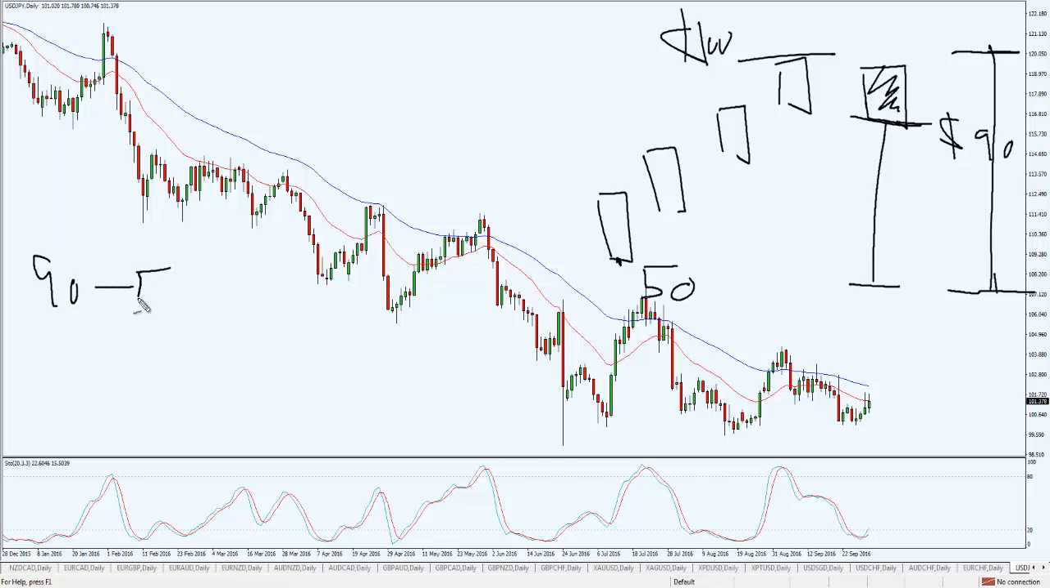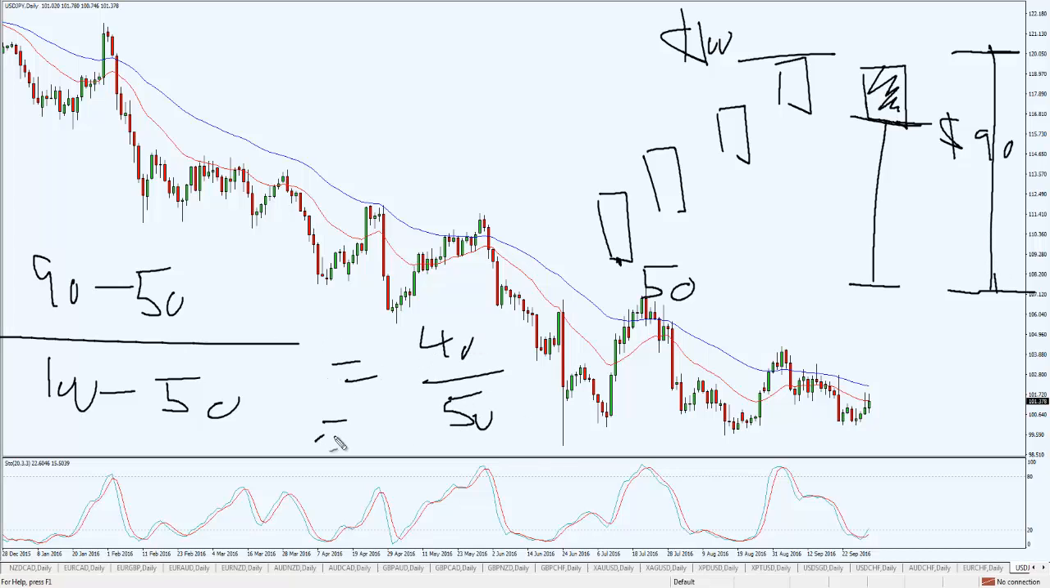90 minus 50, divided by the high, 100, minus 50. Why 90? 90 is the close over here. 50 is the low of this 5-period bar. 100 is the high of this 5-period bar. So in essence, you're just taking this range divided by this range over here. So you get 40 divided by 50, which equals 0.8. You multiply by 100, and you get 80%, which is the stochastic value of 80.